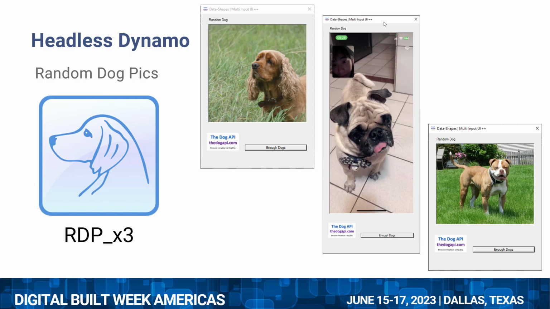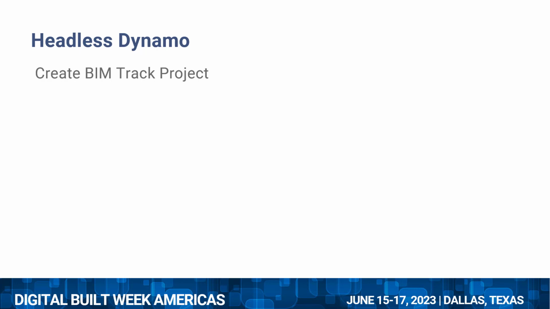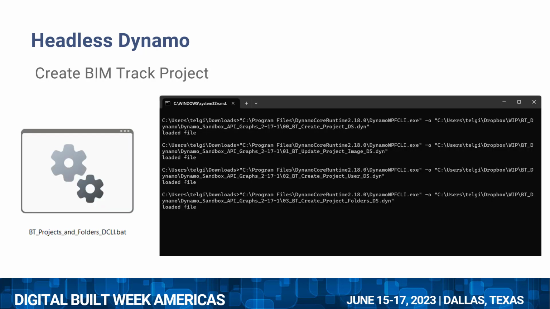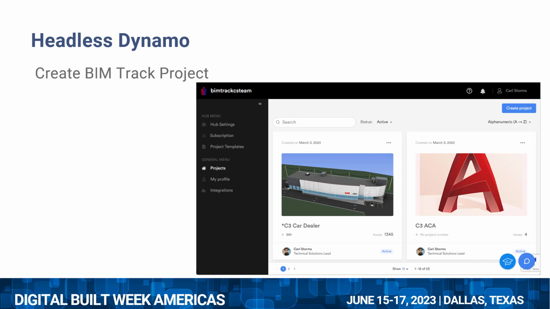Of course, just like we saw before, we need a practical version of our Headless Dynamo. So how about having an icon on our desktop that allows us to create a BIM track, Newforma Konekt, project from scratch. So here we go. This is our bat file, and when we run it, these are the 4 graphs that it runs. Now you have to take my word for it, but this is the before.